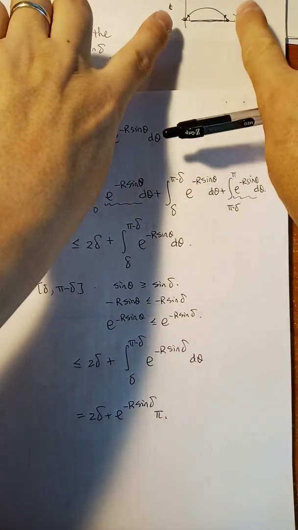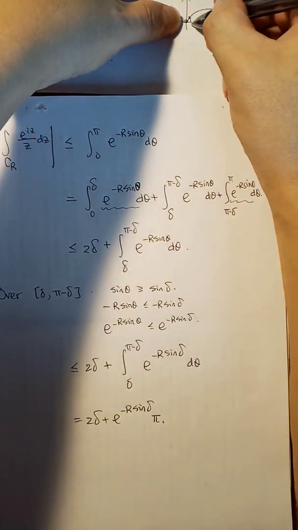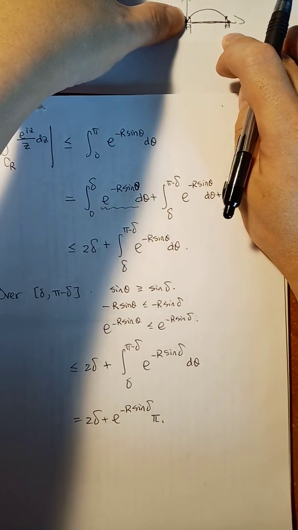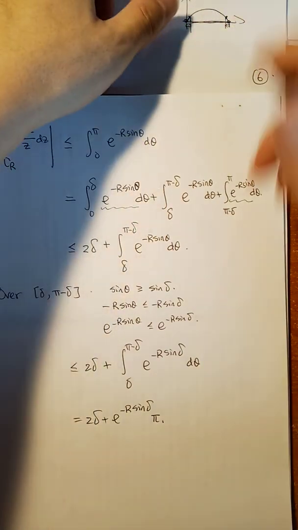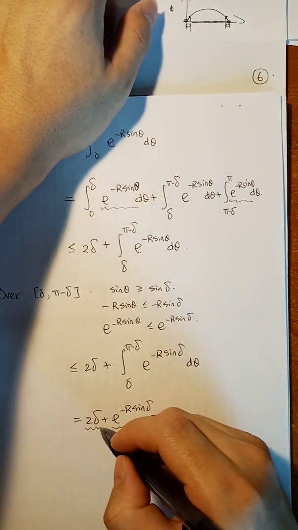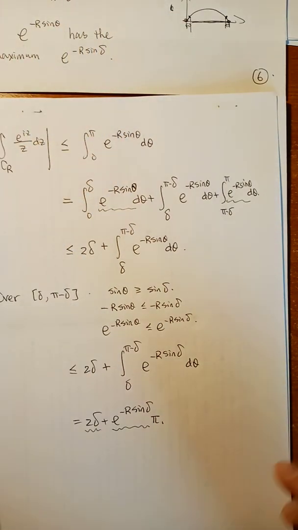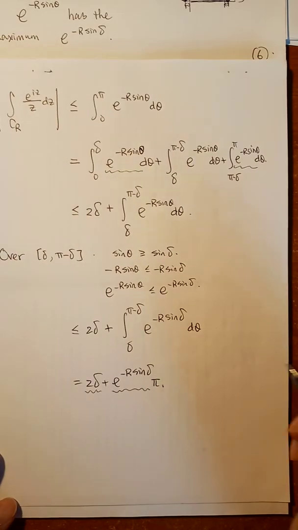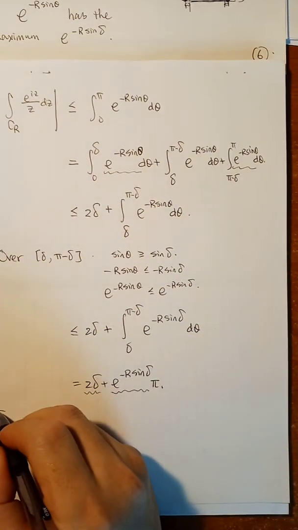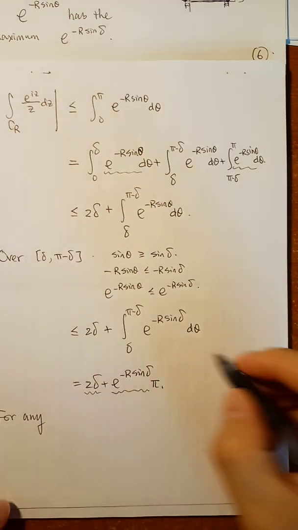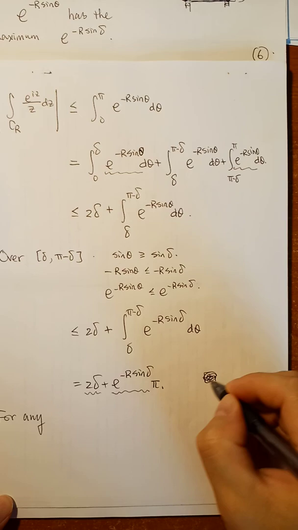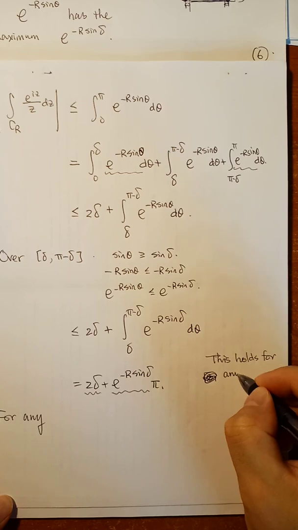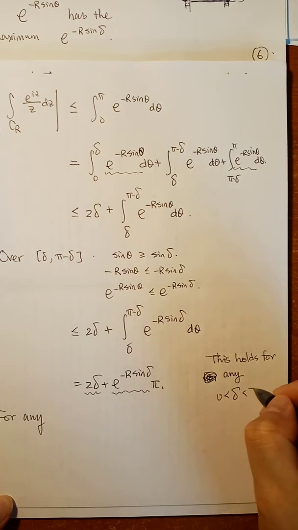So at the two corners, we use the length of the domain to estimate. In the middle, we use a function to estimate. Okay, now let's see. This holds for any delta between 0 and π over 2.